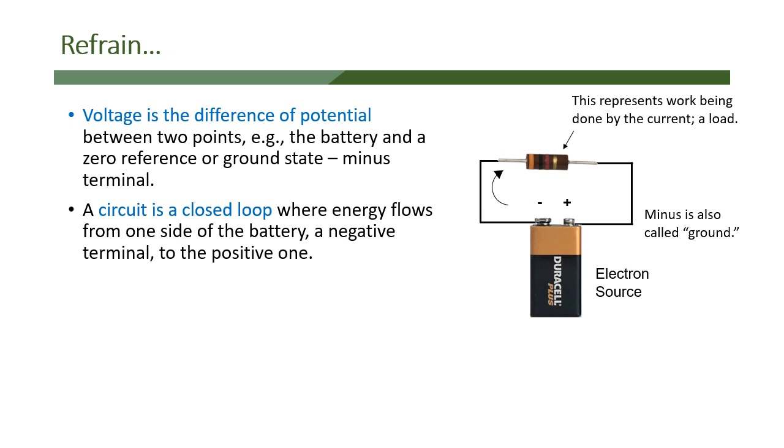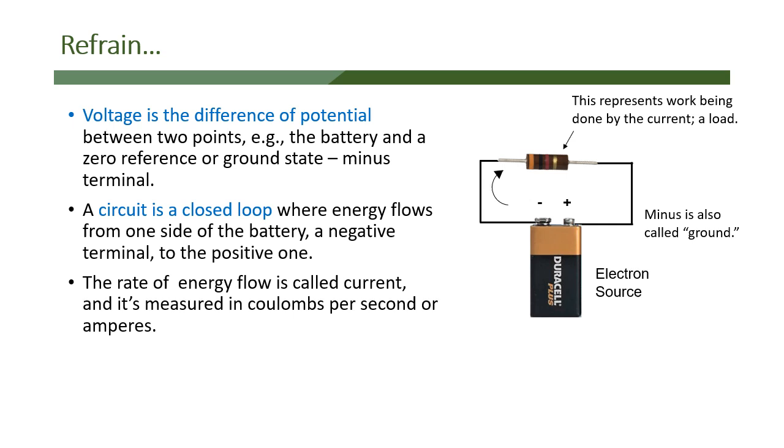And when you close the switch or turn the switch on, it closes the circuit. It basically shorts to create a continuous flow through itself, so now the circuit can be operational, and the electrons can flow from one side to the other. And the rate of energy flow, as I've said before, is called current, and it's measured in coulombs per second or amperes. We don't actually say coulombs per second, we say amps or amperes.